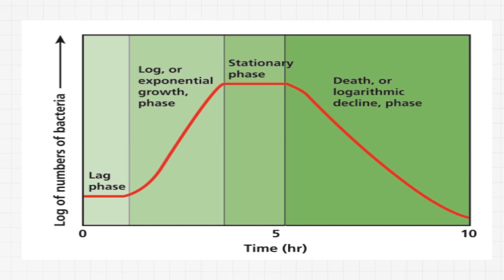In the death phase, the number of living cells starts to go down because the environment is no longer good for survival. A cell is considered dead when it can't grow or reproduce anymore, even if it still looks normal. This phase shows a permanent loss of the ability to grow.